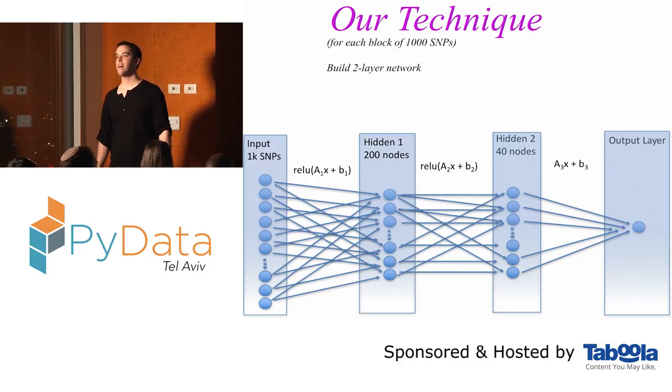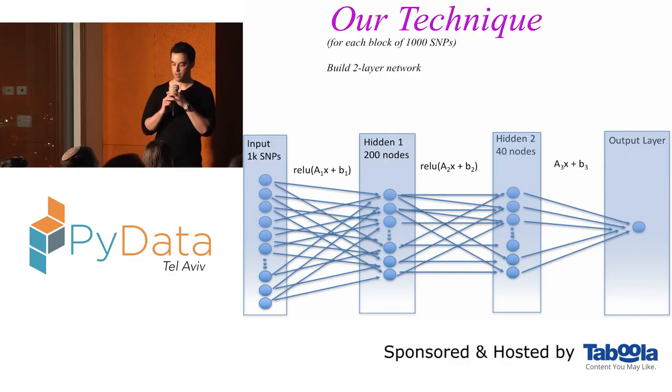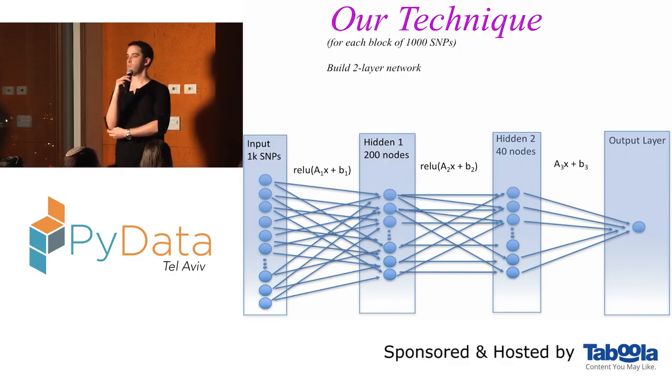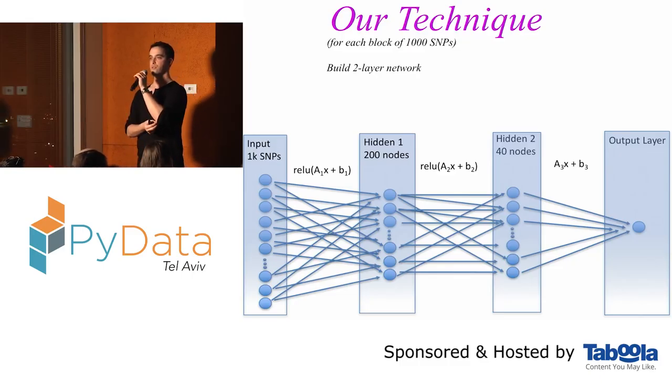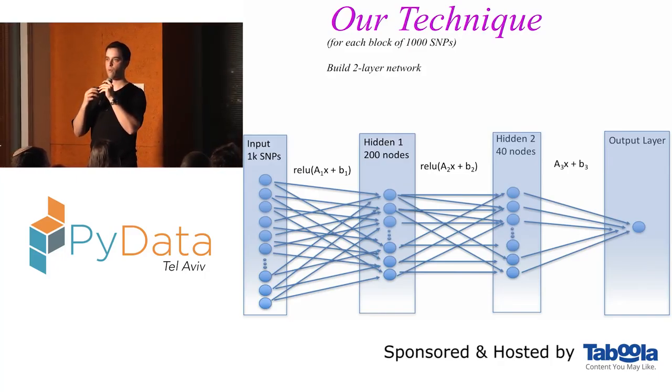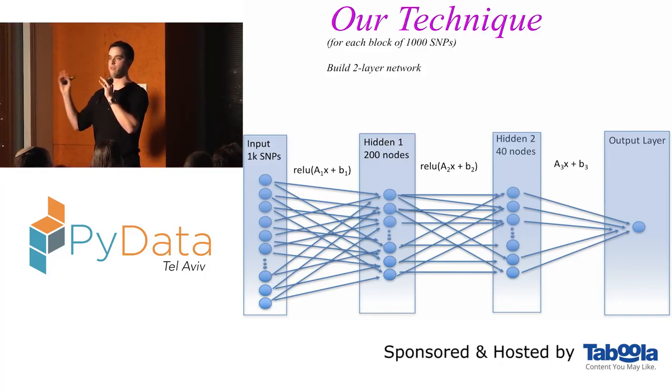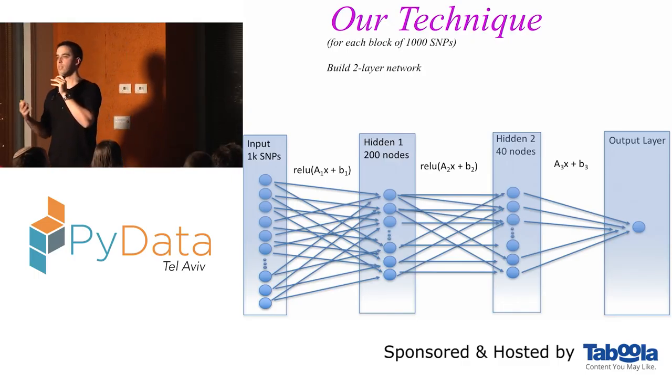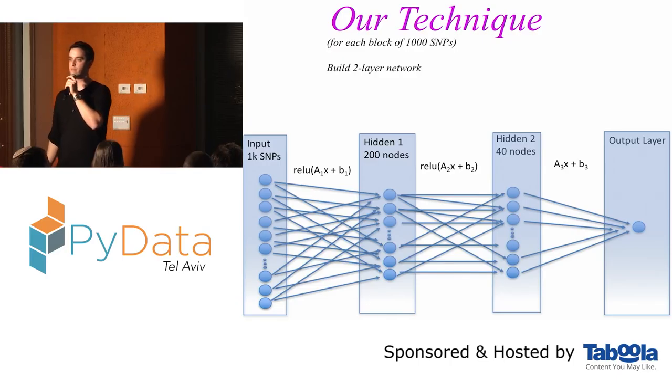I want to ask about splitting the SNPs into 1K blocks. The honest point is that in the beginning this makes it a lot easier to do because of the data scale. The second point is that we don't expect to have really far interactions with different parts of the chromosome. So if we can capture things locally first, at least this will capture most of the information.